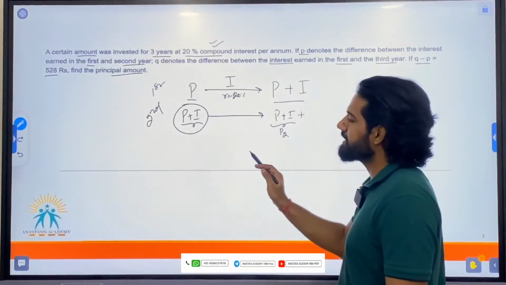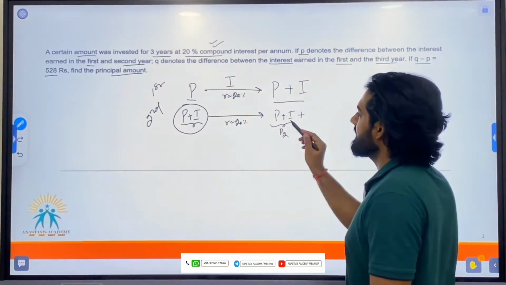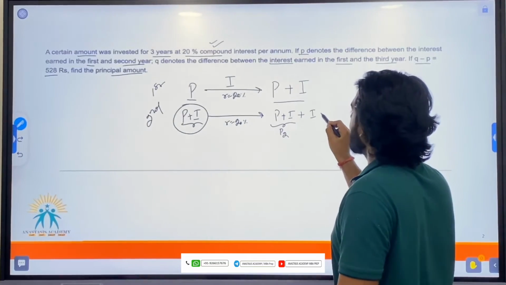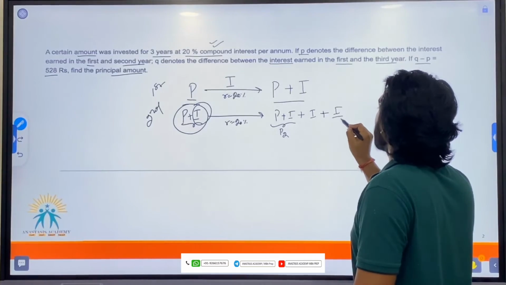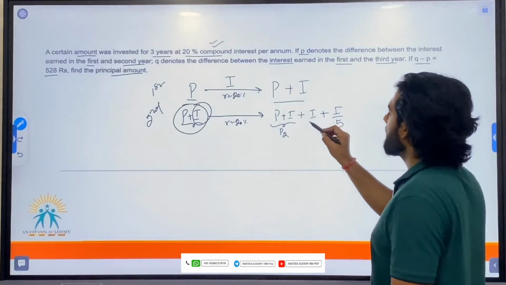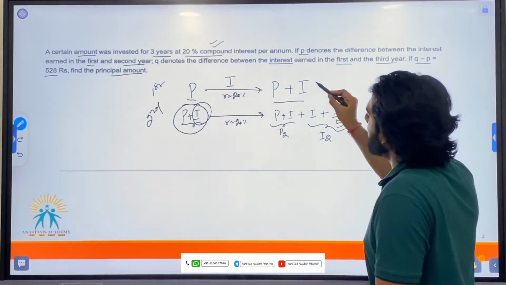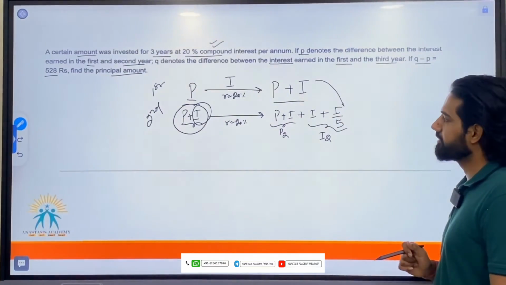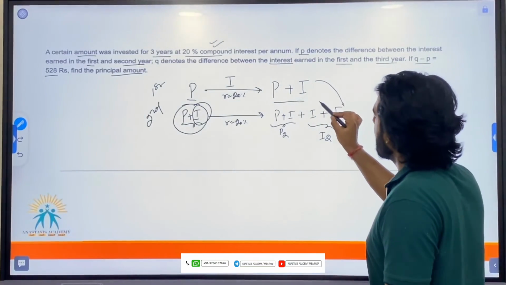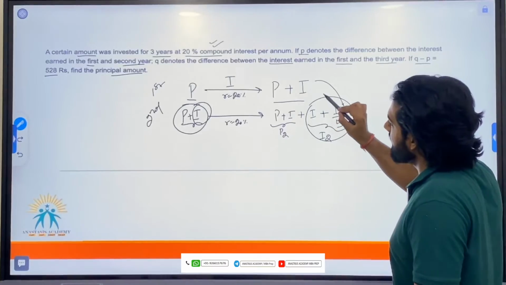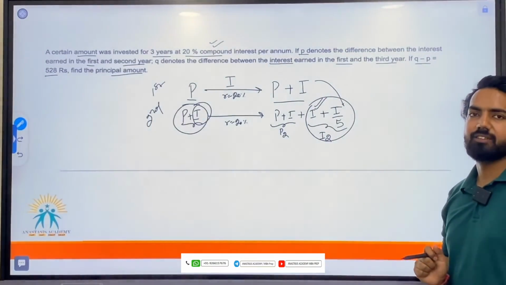So for this P plus I, if the rate is 20%, I would get the interest as 20% of P, which is I, plus 20% of this interest, which is 1/5 of this interest amount. So this is the interest component for second year, right? So what is the difference between amount on first year and second year? Amount on second and first year, it is the difference of this interest, and this interest is first year's interest plus interest on the first year's interest.